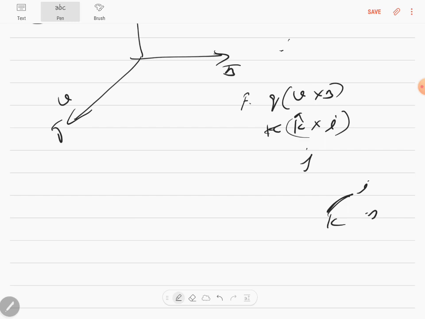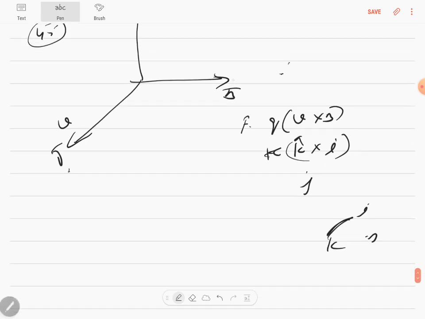If a charged particle q is moving along the z direction, and the magnetic field is along the x direction, correct? It's v cross B, it's k cross i, and k cross i is nothing but j. The force has to be along the j direction, correct?